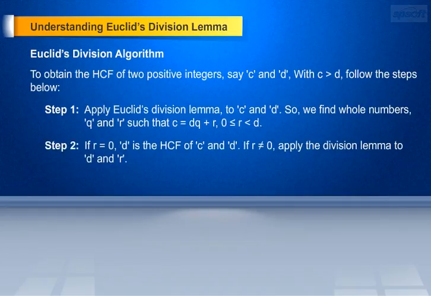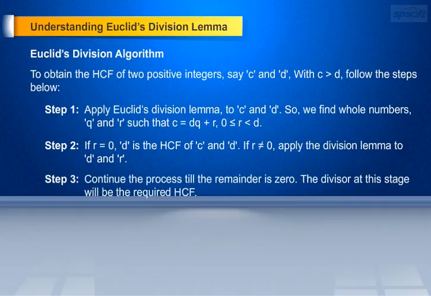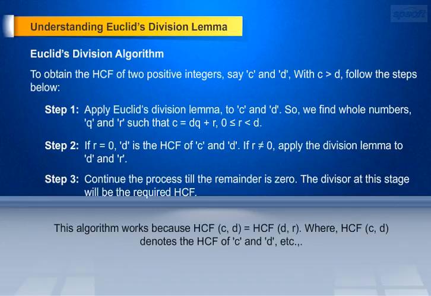Step 2. If r equals 0, d is the HCF of c and d. If r is not equal to 0, apply the division lemma to d and r. Step 3. Continue the process till the remainder is 0. The divisor at this stage will be the required HCF. This algorithm works because HCF(c, d) equals HCF(d, r), where HCF(c, d) denotes the HCF of c and d, etc. Let's now look at some more examples on Euclid's division algorithm.